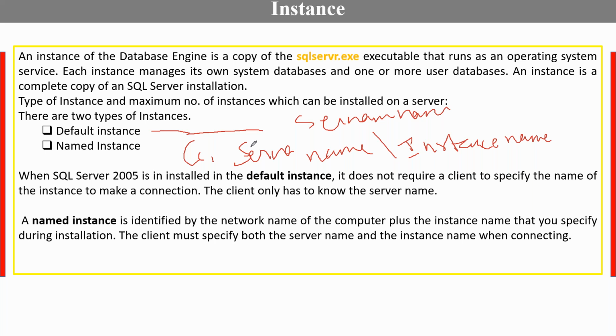So the default instance is nothing but a server name, and the named instance is nothing but server name slash instance name. An instance is nothing but a copy of your SQL Server, that is, sqlservr.exe, which is running from the operating system level. Clear, everyone?